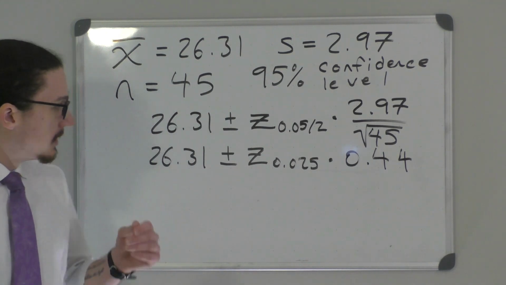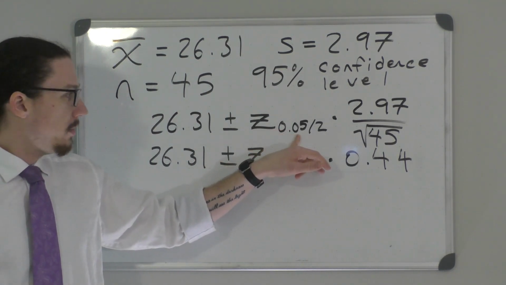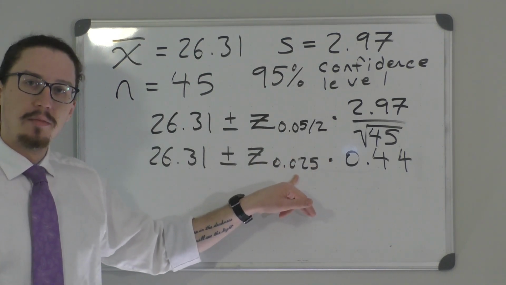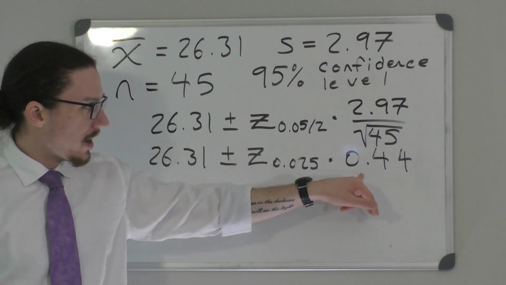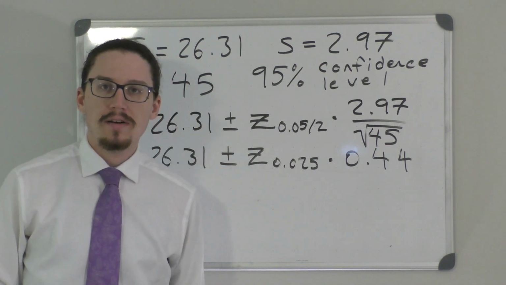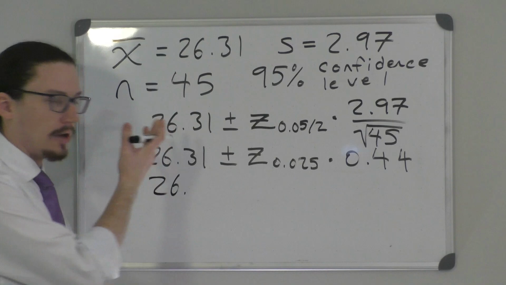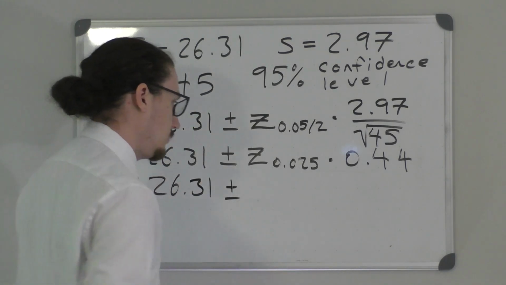So we're going to condense this down a bit, all right? So we're dividing 0.05 by 2 here in our critical value. So we're going to make that 0.025, and then we will go ahead and do our calculation for that standard error. That's going to give us 0.44. And then we can continue on, and we don't do anything to the sample mean. There's nothing to be done at this point.